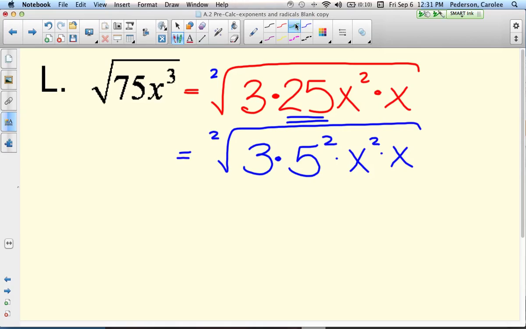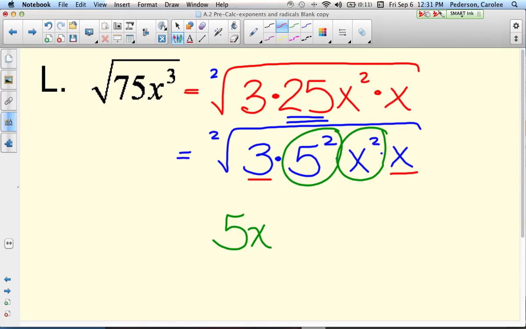And now the things that come out are things that are raised to the second power. So this piece and this piece pop out. The square root of 5 squared is 5. The square root of x squared is x. And now the 3 and the x will stay underneath.